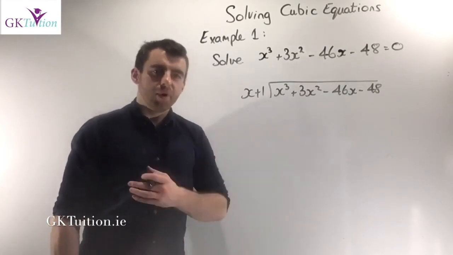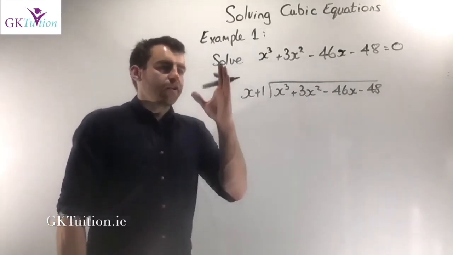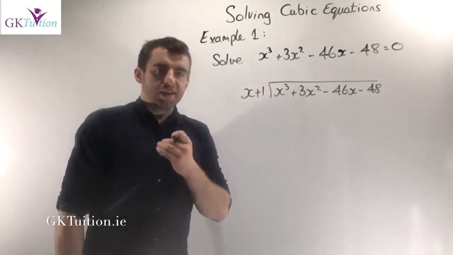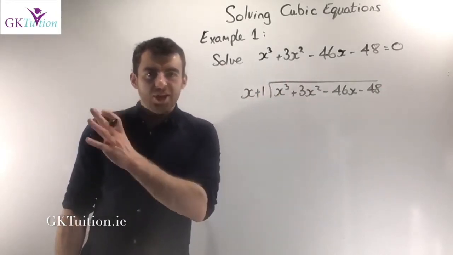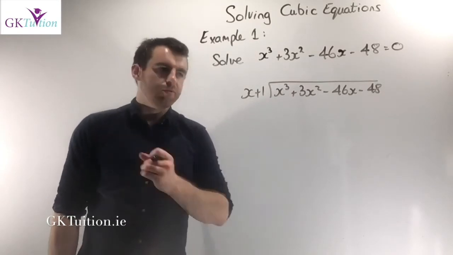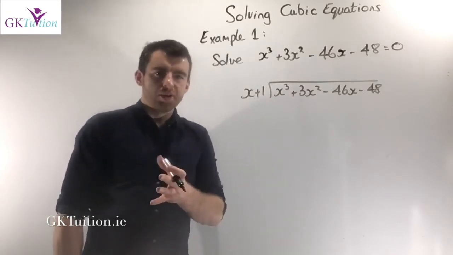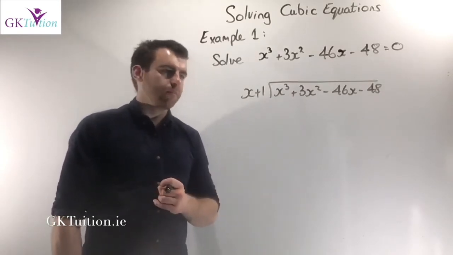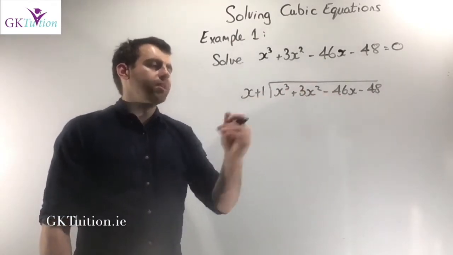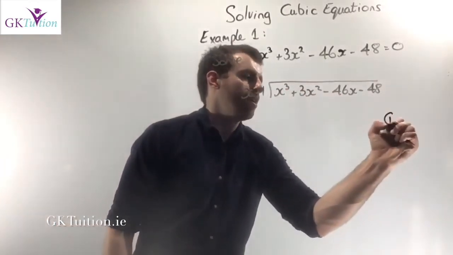There are a couple of different ways of doing long division. The way that I'm going to show you now is the easiest way to do the really, really difficult questions that we're going to move on to. So I'm just going to remind you of long division at junior cert level. If I'm dividing x plus 1 into this, there are 4 steps to long division.